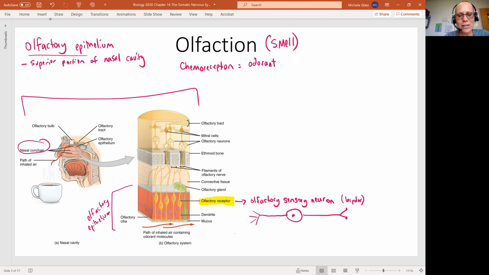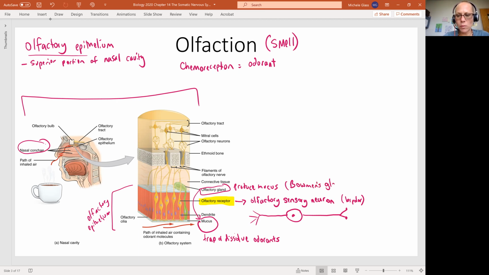Now notice that the dendrites are hanging down into this mucus layer. This mucus is important because it helps to trap and dissolve those odorants. This is another way that we're increasing the likelihood of those odorants making contact with the olfactory sensory neuron. That mucus is being produced by this olfactory gland. The olfactory gland is going to produce mucus. We can also call it Bowman's gland.